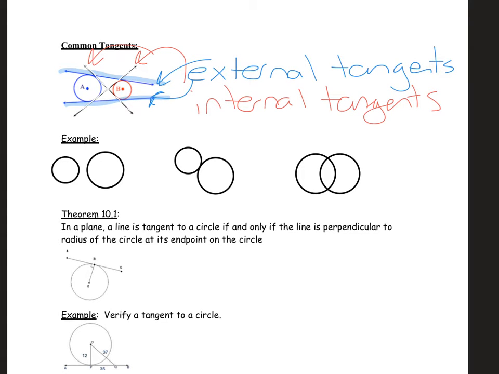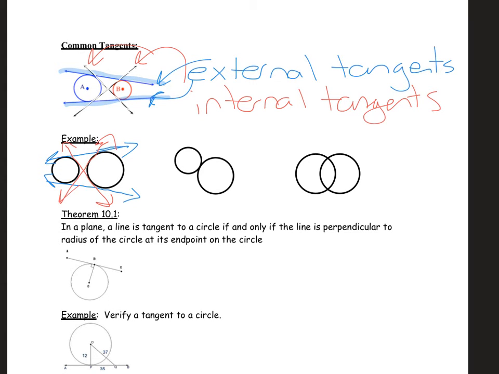So in this example, you can see the first one is two circles that do not touch at all. So that one is exactly like the one above. So we're going to have an external tangent here and here. And then we're going to have internal tangents here and here.